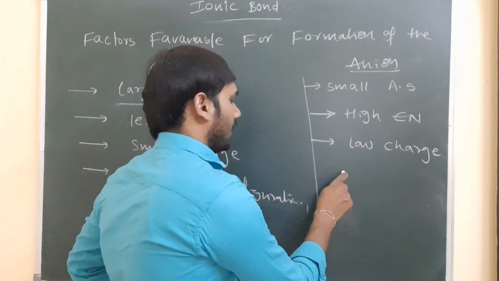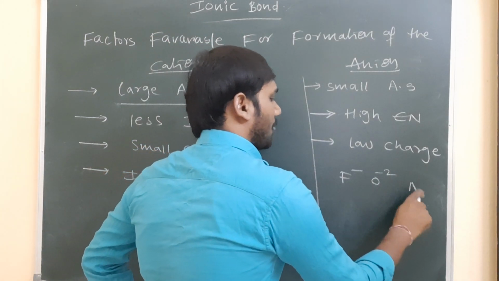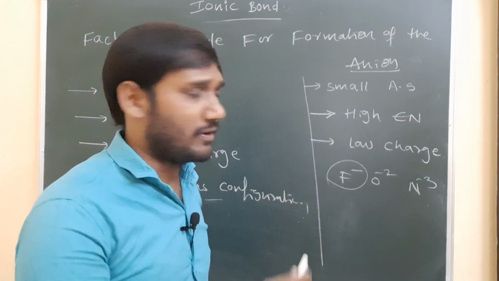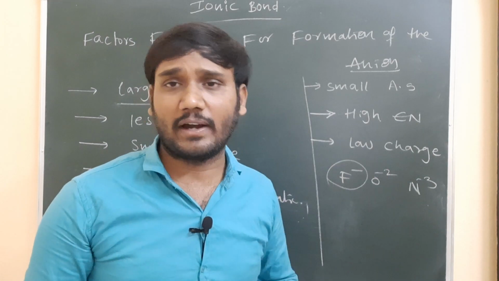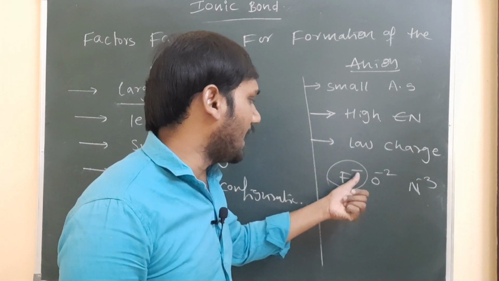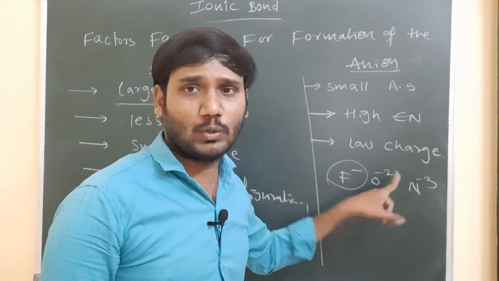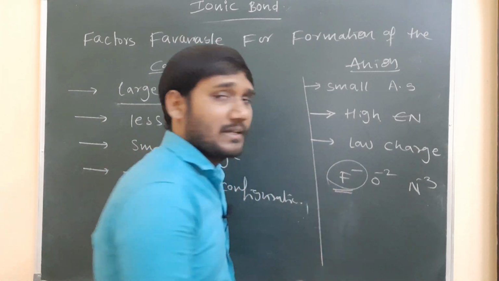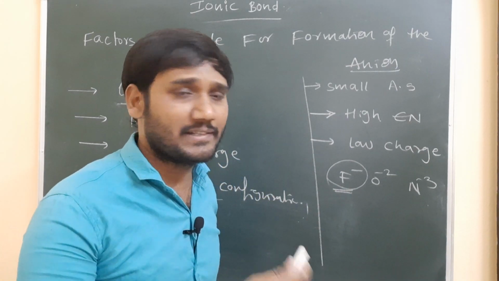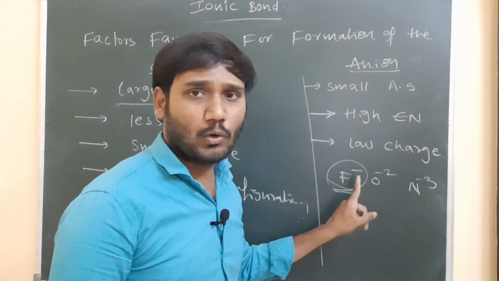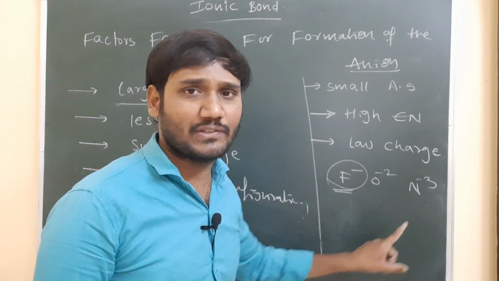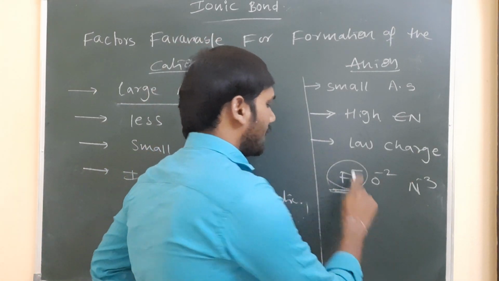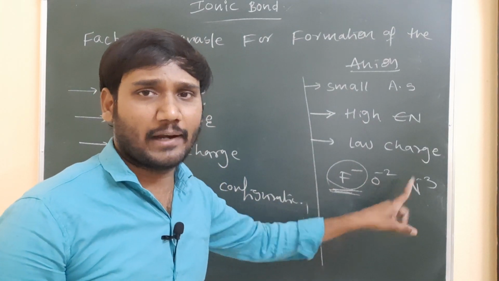For example, I am taking fluoride F minus, O minus 2 and N minus 3. F minus forms easily. How is F minus forming? By accepting one electron. When you add one electron, F minus forms. On oxygen, 2 electrons are extra, and on nitrogen, 3 electrons are extra. So F minus forms easily compared to O minus 2 and N minus 3 due to the repulsion between the electrons. Here there is only one extra electron, so there is no repulsion or less repulsion, but where 3 electrons are present, electron to electron repulsions take place. Due to that reason, F minus forms more easily compared to O minus 2 and N minus 3.